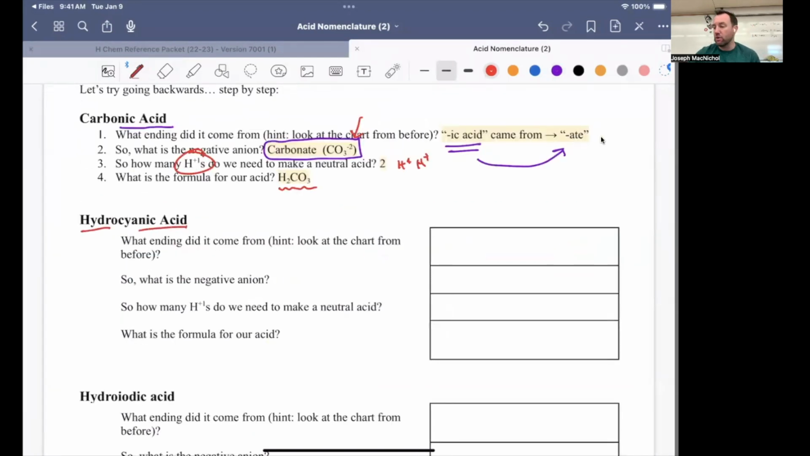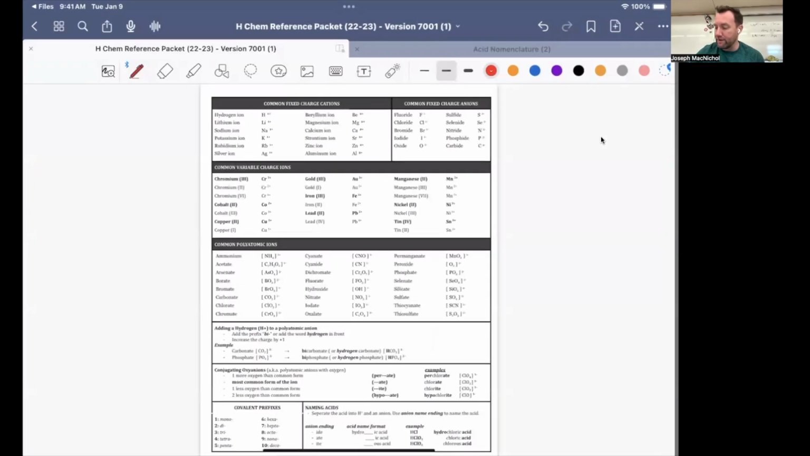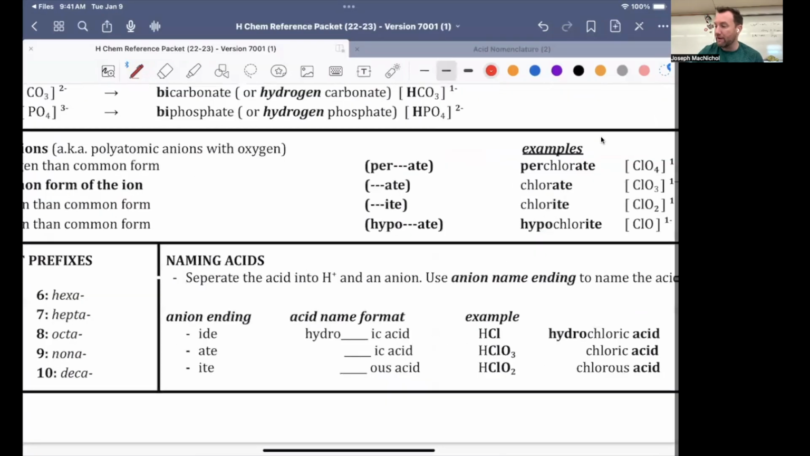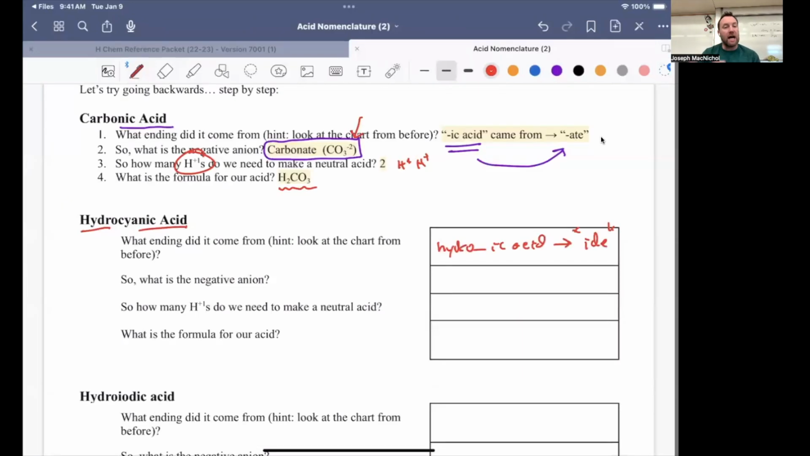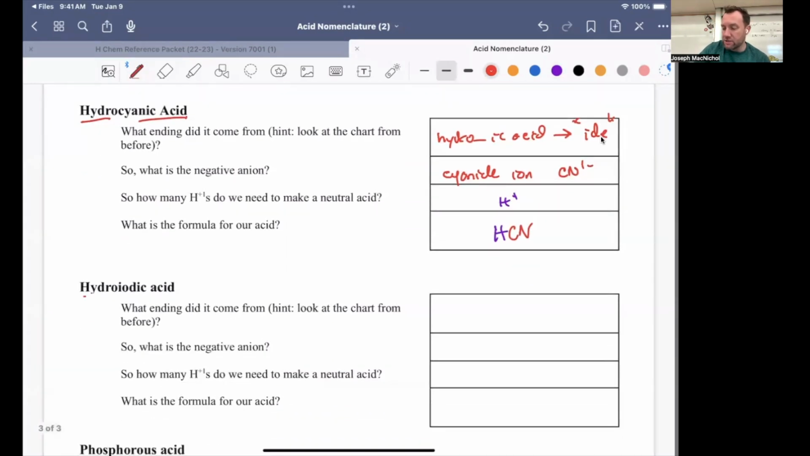Let's do this next one. Hydrocyanic acid. So we're dealing with a pattern that is a hydro-ic acid. That means the ion must have been the ide version of the ion. Because remember, we have these patterns right down here telling us what we have. So we had the cyanide ion, which is CN1 minus. How many protons are necessary to neutralize that? Just a single proton, a single H plus. So our formula is HCN.